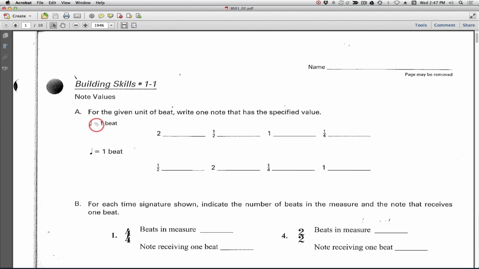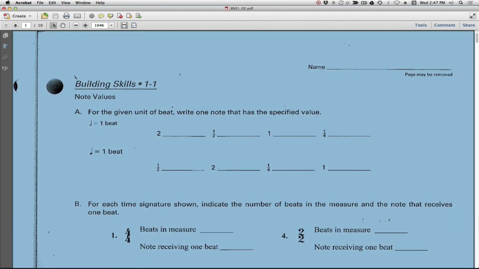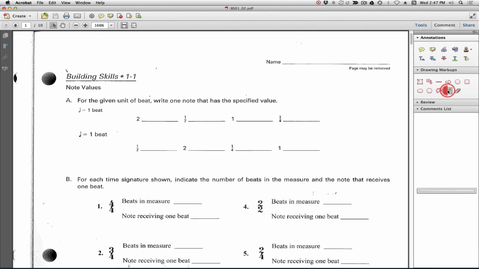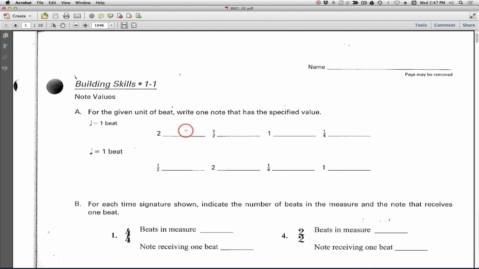So if we've got a half note and 1 beat equals a half note, it's saying for the given unit of beat, write one note that has the specified value. So we want 2 beats. If the half note is the beat, and we want 2 of those, what note value would it be? It's kind of like a math problem. So 2 half notes, and we know that a whole note gets 2 half notes, right? So that'd be a whole note.